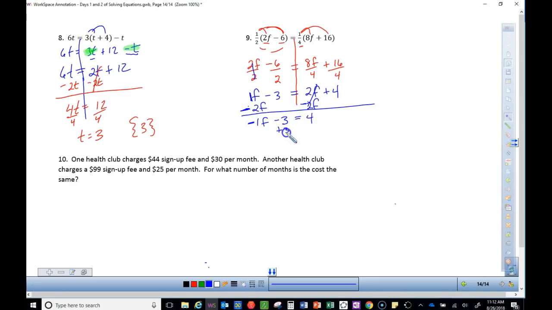Now we got to add 3 to isolate this variable. Negative 1f equals 7. Negative 1f is not finished yet, so we have to divide by negative 1. So we'll end up with f equals negative 7.